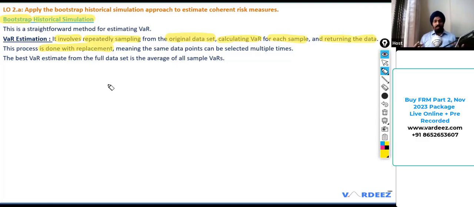So there is a chance that out of those 100 or 1000 data points, multiple selection in each of the samples is quite possible. I'll show you that pictorially as well. Just one minute here. Let me just turn this off.